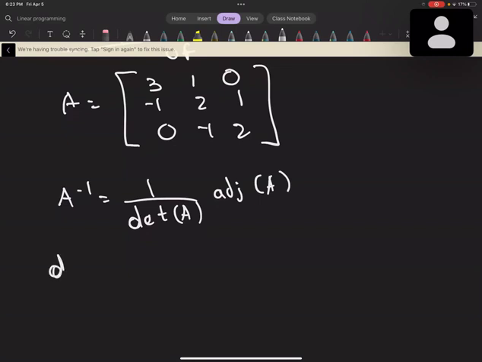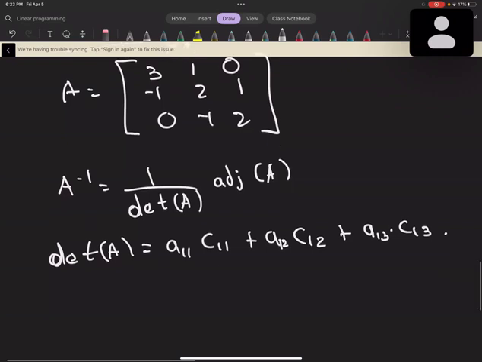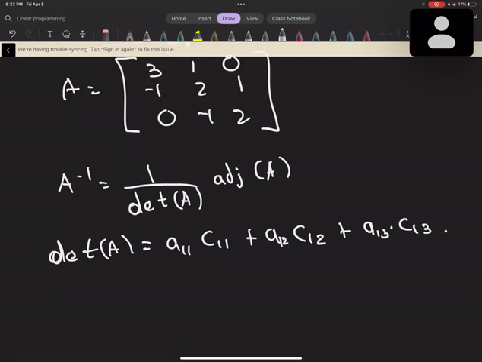So the determinant of A, we said, is gonna be A11 times C11 plus A12 times C12, and then plus A13 times C13. It's gonna be nice because thanks to these zeros, those terms are gonna be zeros. So the calculations are not as bad as could be.